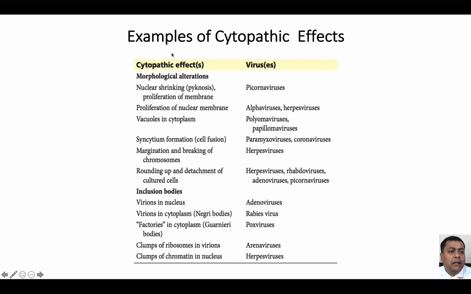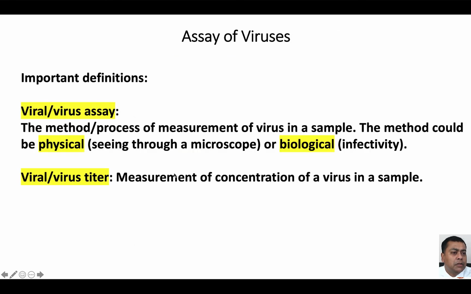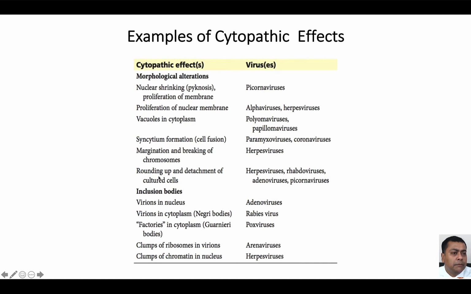So here you are looking at different types of cytopathic effects. Definitely know the morphological alterations and what we mean by inclusion bodies. We're going to explain that. The specific examples are not required, so you do not have to remember every one, but just remember the different types of cytopathic effect. Say morphological: nuclear shrinking, proliferation of the nuclear membrane, vacuoles in the cytoplasm, syncytia, which is cell fusion, margination and breaking of the chromosome, rounding up and detachment of the cultured cells. We actually saw pictures of these, and also we saw the syncytium formation.